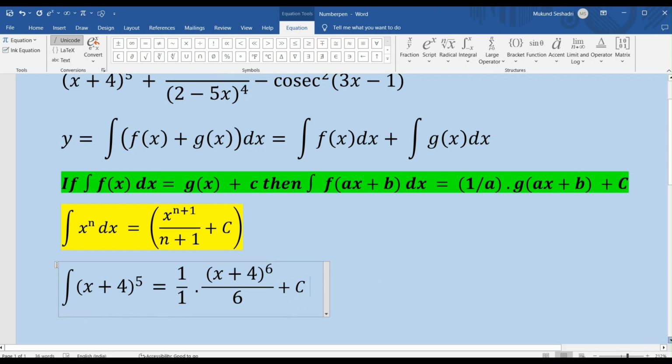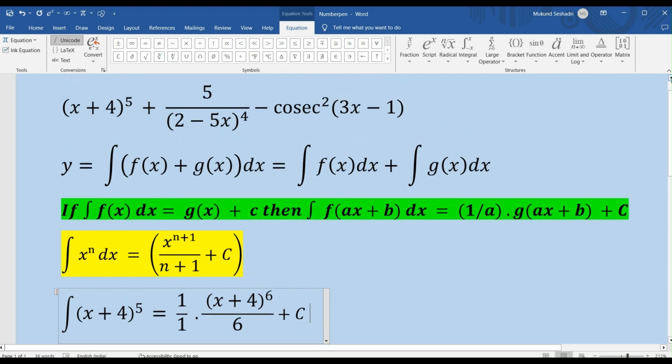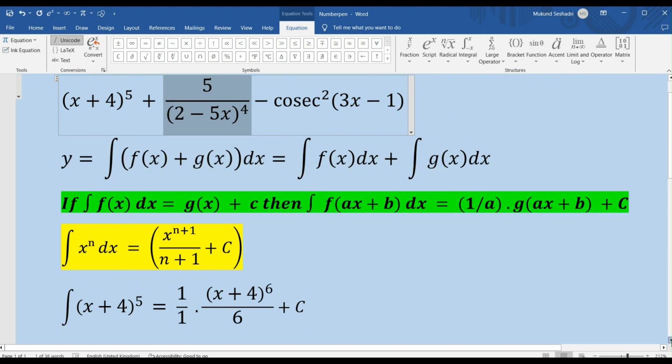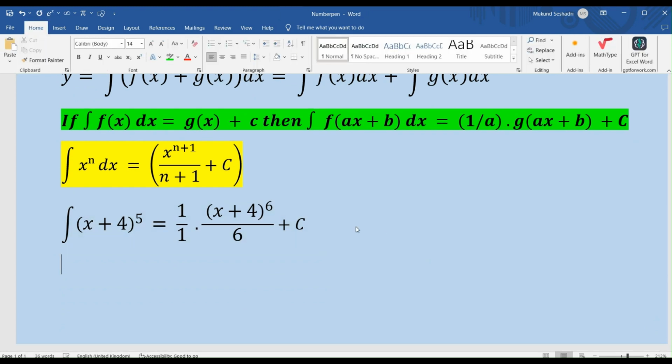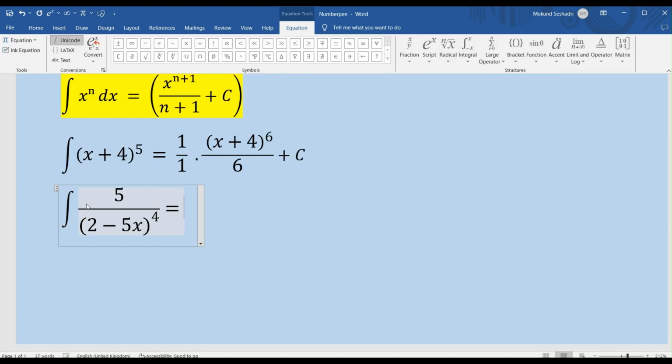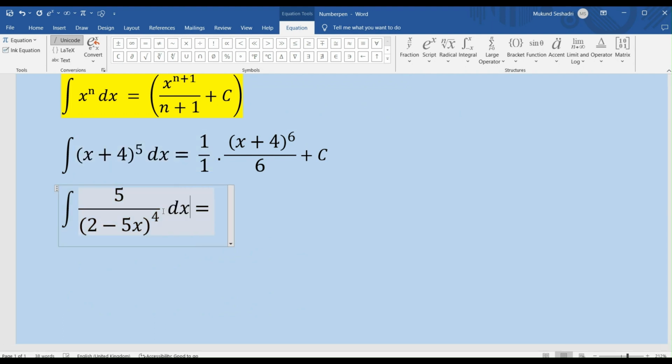And then what is my step two? My step two, we take the next function, 5 divided by 2 minus 5x the whole power 4. So we need to figure out what is the integral of that. So let me go to the next line. This is what I have. My apologies, I missed dx here. Very important that I mention dx in all my integrals.